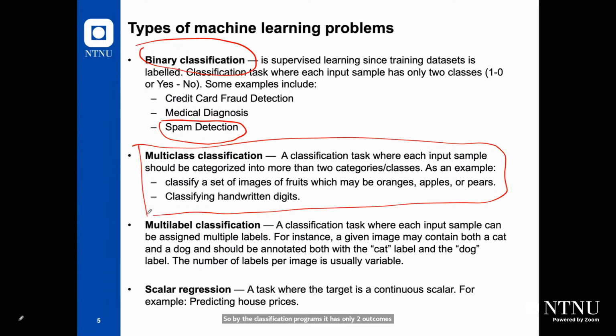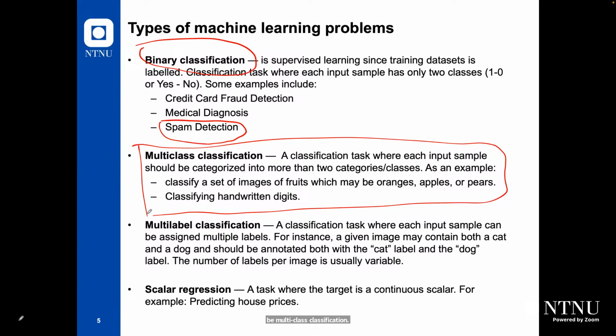In a multi-class classification task, each input sample should be categorized into more than two categories or classes. An example could be classifying a set of images of fruits, which may be oranges, apples, pears. So I have an image, and if it is orange, it's orange or not, or orange or apple. But if we have more objects, then in this case it will be multi-class classification.